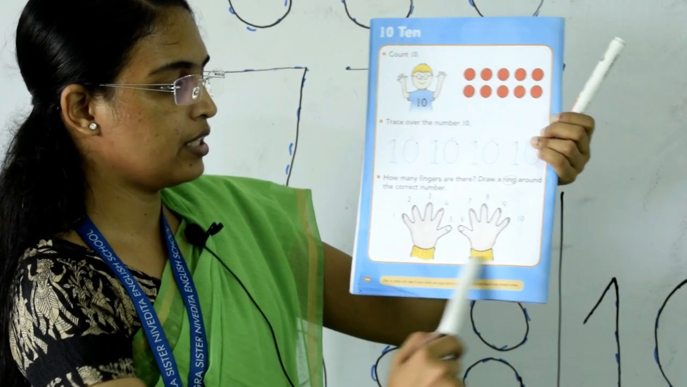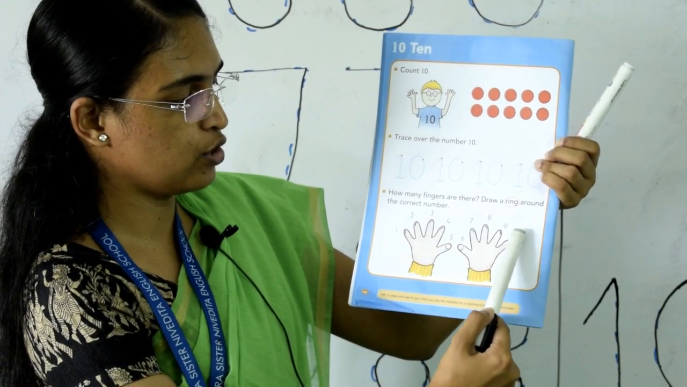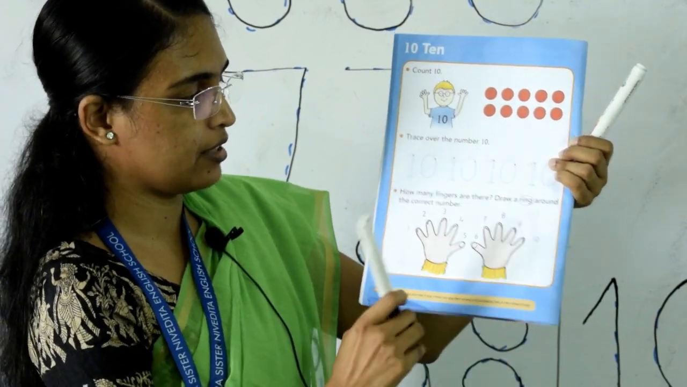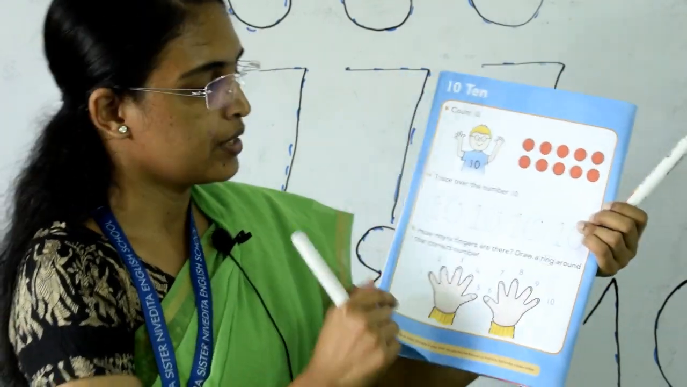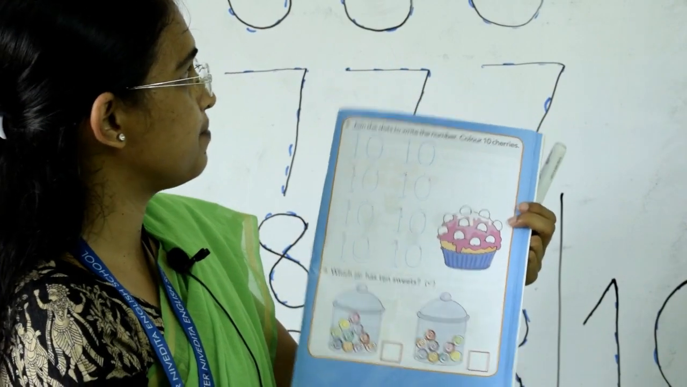So here 10 fingers, right? So where is 10? Yes, it is here. So you have to circle the number 10. You have to circle number 10. Okay. Then come to the next page, that is page number 49.